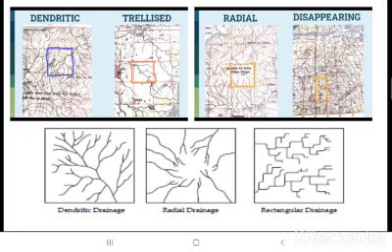Whereas trellis, you can see the drainage patterns, they are parallel to each other. They are not intersecting each other. Such a pattern is called trellised. Whereas in radial, what happens? All the drainage pattern seems to be coming towards a point. They all are converging towards a particular point or a particular place. Then it is called radial drainage.